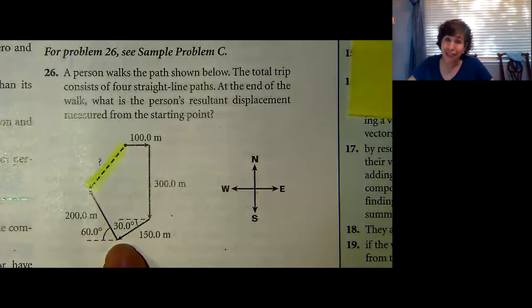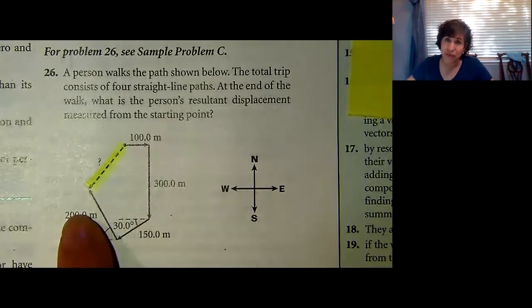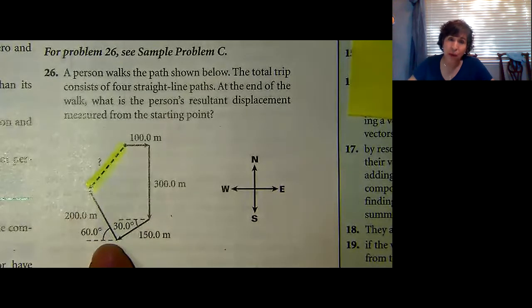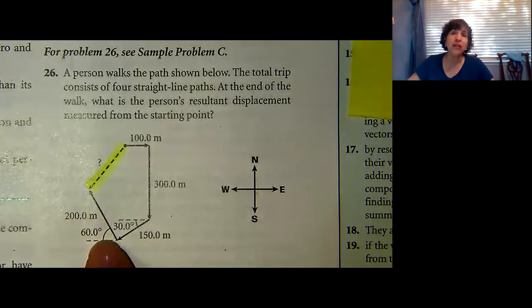Then we're going to take another angle and go in the northwest direction for a total of 200 meters. The 200 meters now is an angle of 60 degrees, and this 60 degrees would be north from west. This way, it'd be north from west, and that way is 60 degrees. Okay, so what is the total resultant displacement?